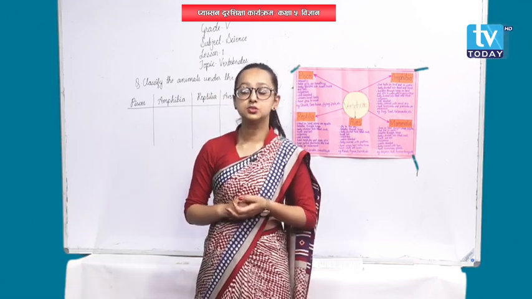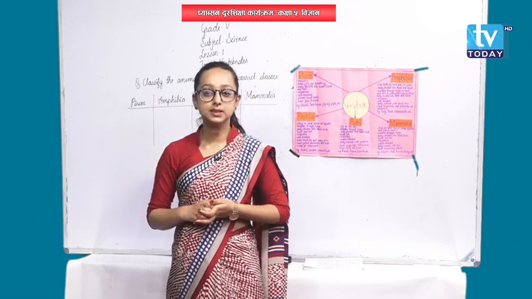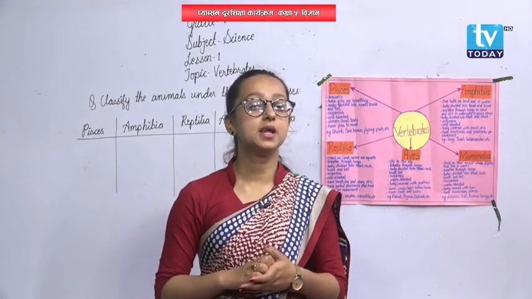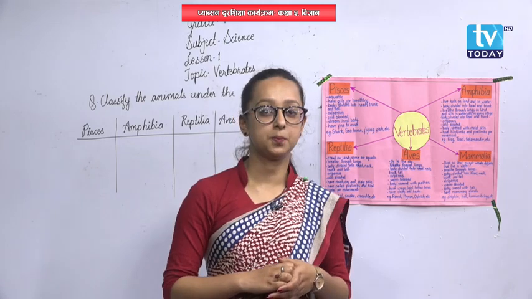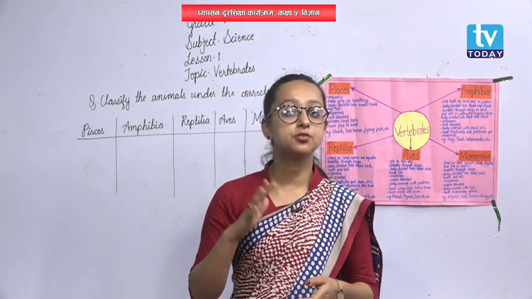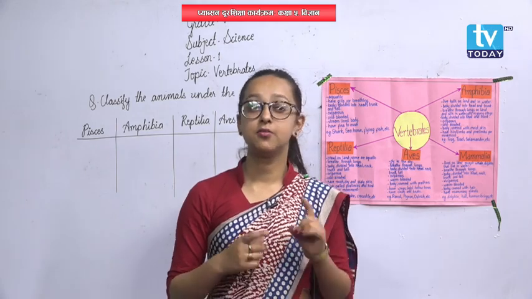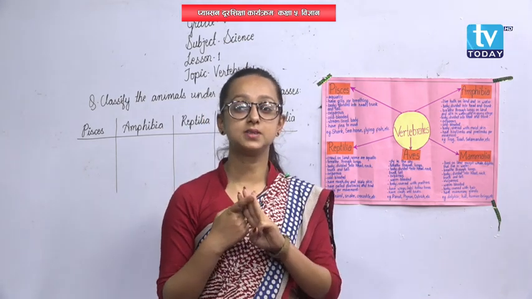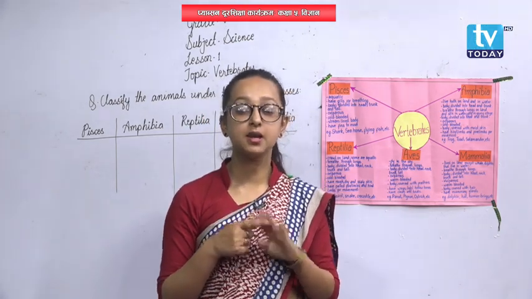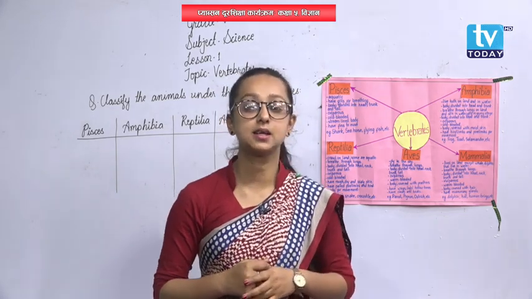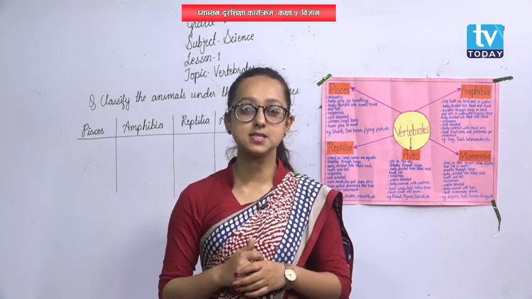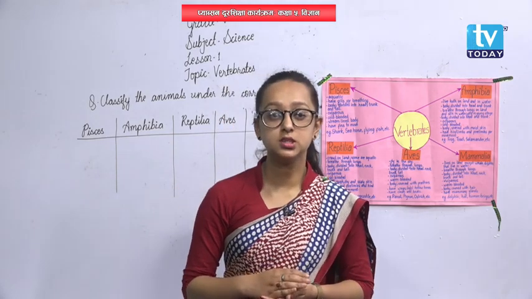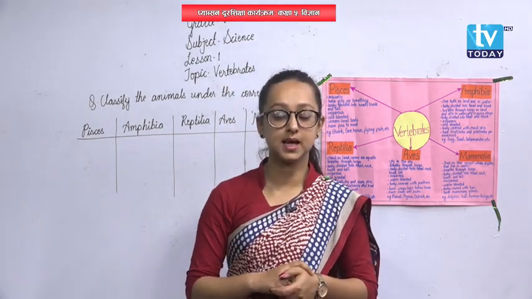Now, today in this chapter, we are going to learn about the 5 classes of vertebrates along with their characteristics and examples as well. Vertebrates are divided into 5 classes, so what are they? First one, Pisces. Second one, Amphibia. Third, Reptilia. Fourth, Aves. And fifth one, Mammalia. These are the classes of vertebrates, and every class has its distinguishing characteristics. So let's move on to the first class of vertebrates, that is Pisces.